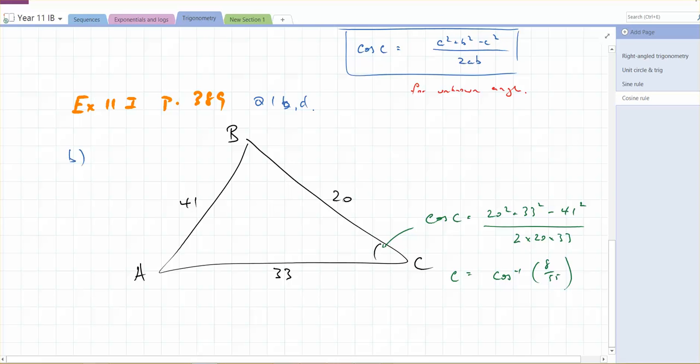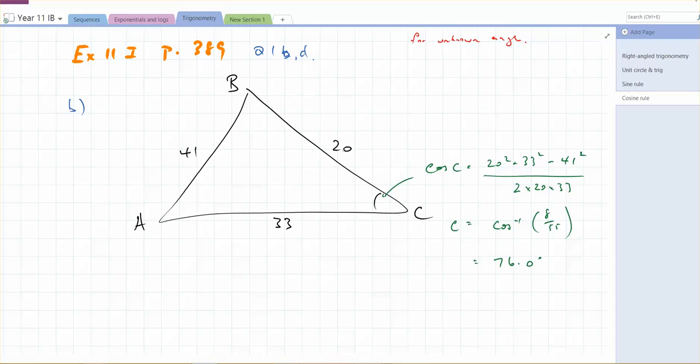So what I need to do now is go to cos inverse, no, that's tan inverse. Cos inverse of, put a fraction in, minus 8 over 55. Enter. You get 75.9 or 76.0 degrees. So that's C. Find one more angle and we'll find the third one by angle sum.